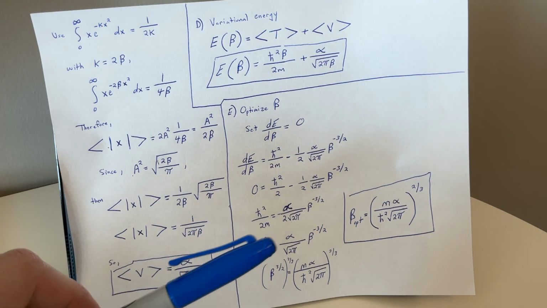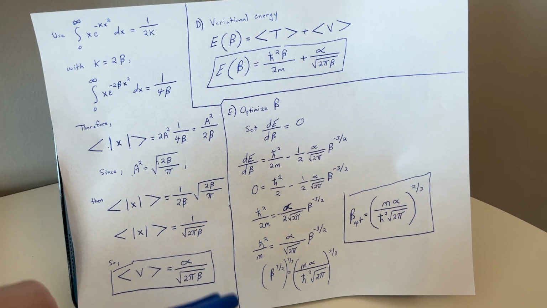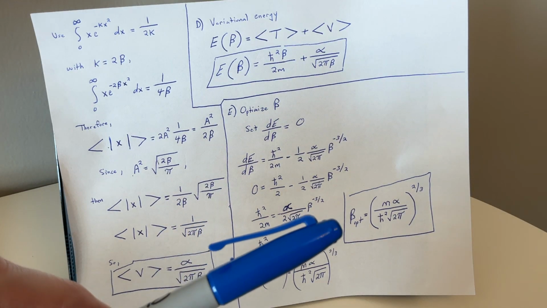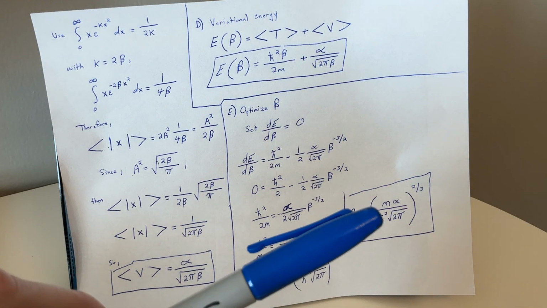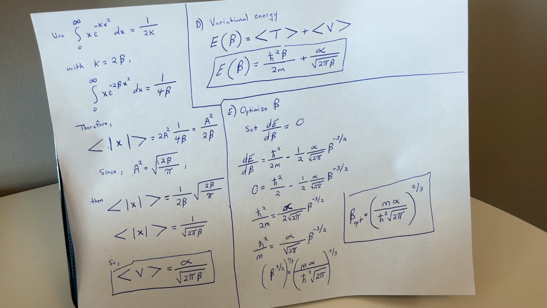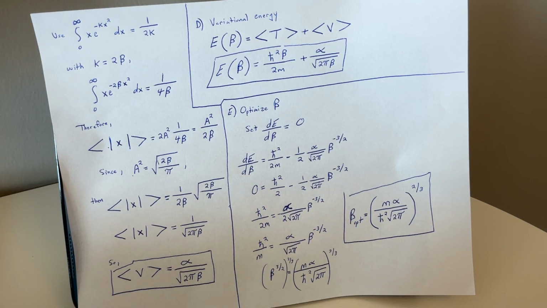And we want to solve for beta. So just performing the computation here, we're going to get the optimal beta. That's going to equal m times alpha in the numerator over h bar squared times the square root of 2 pi in the denominator, all of that quantity raised to the 2/3 power, and that would be the optimal value of beta. So that takes care of A, B, C, D, E for number 2. We can move along now to number 3.